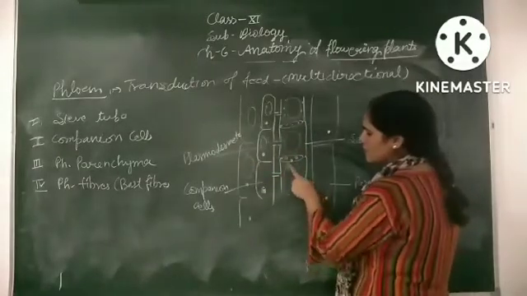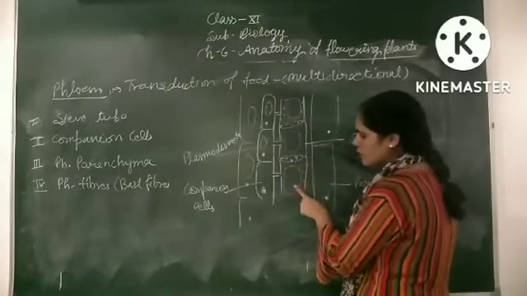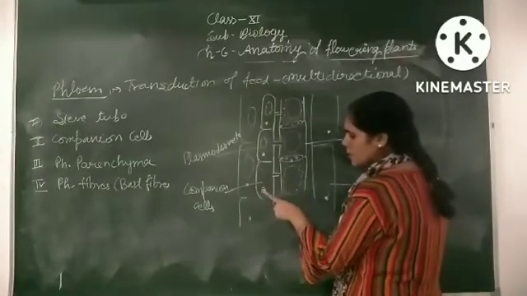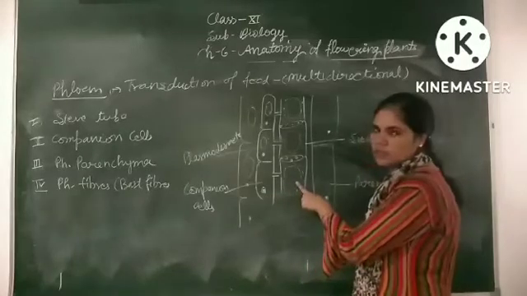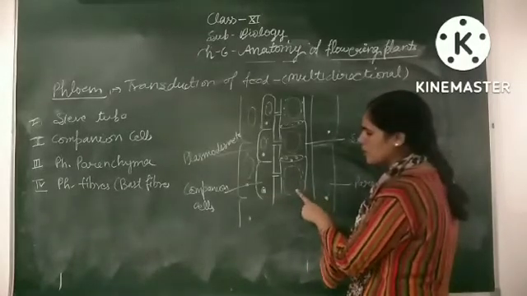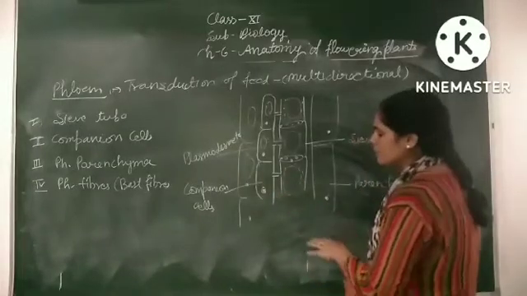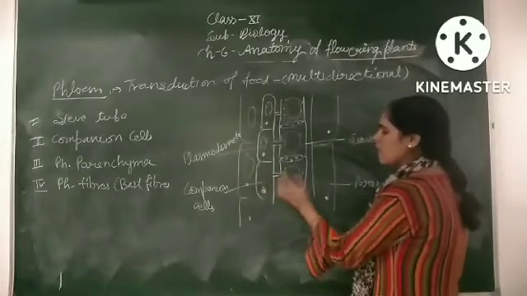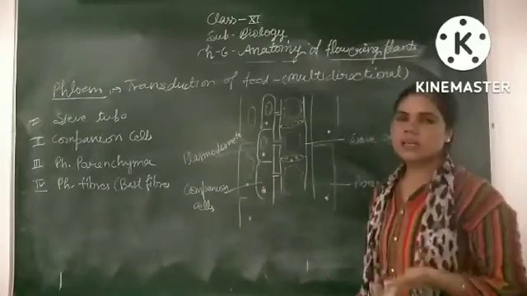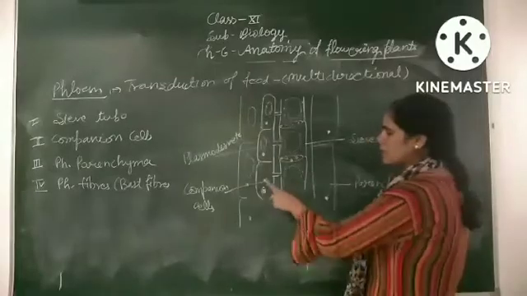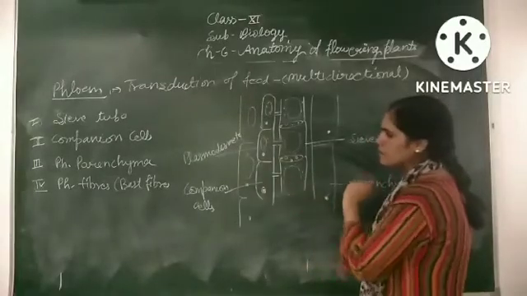Sieve cells comprise peripheral cytoplasm and a large vacuole, and the companion cell is a living cell which has a nucleus. But in the sieve cells, the nucleus is absent. In the companion cell, the nucleus is present. So basically, the companion cell provides food to the sieve cell. Companion cells help to maintain the pressure gradient between the companion cell and the sieve cells.